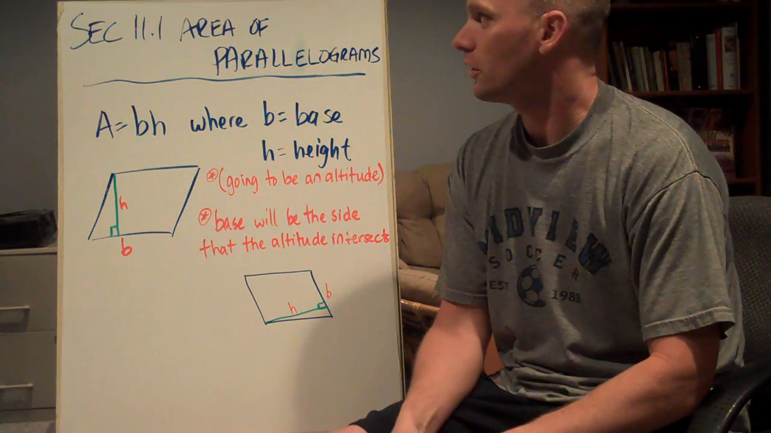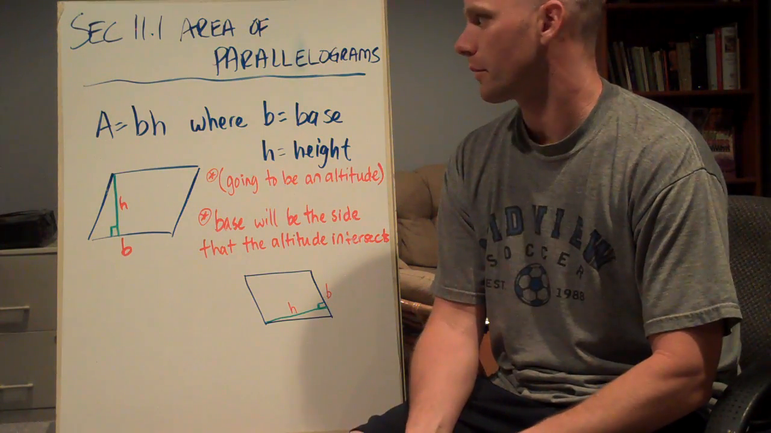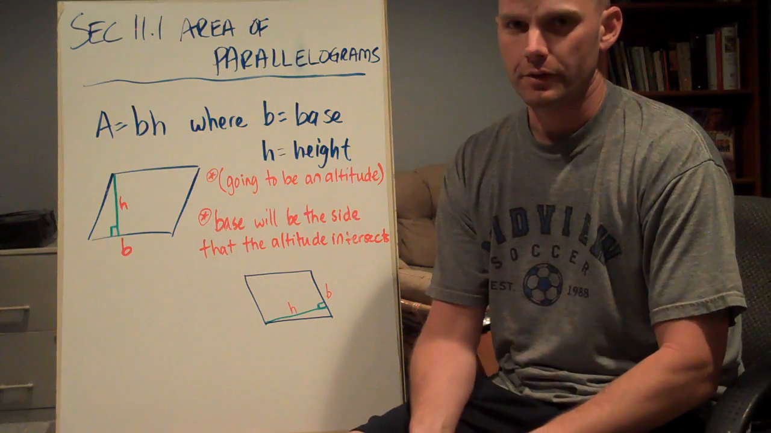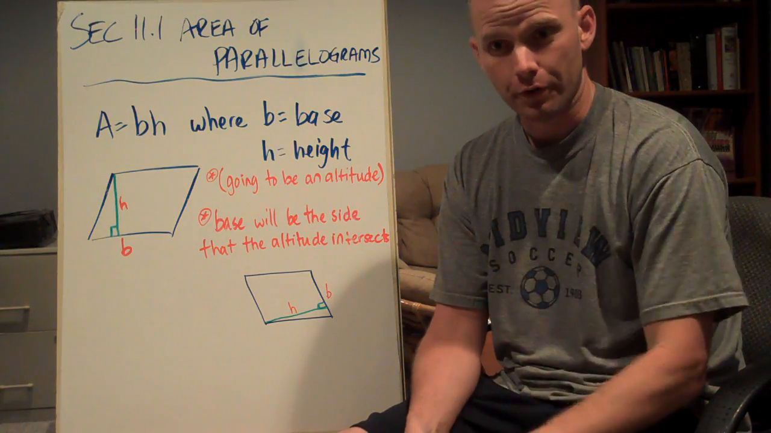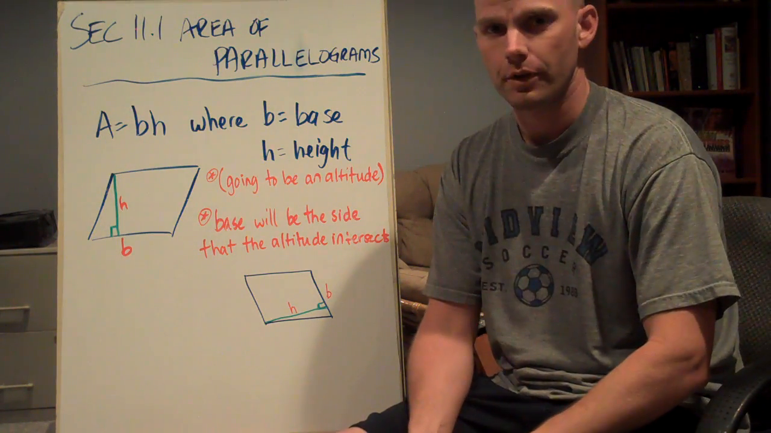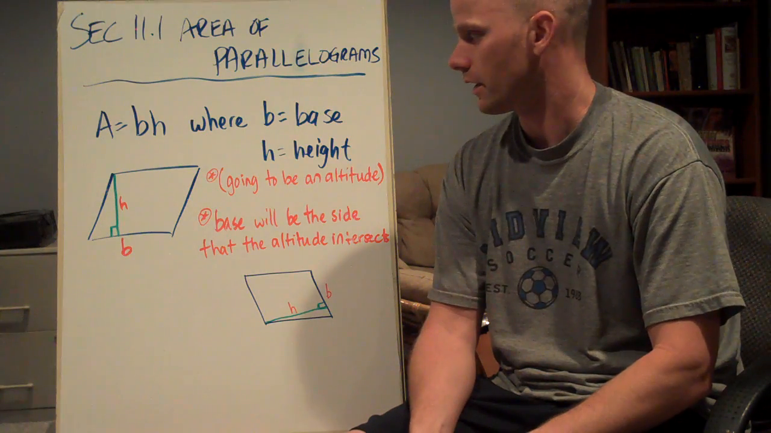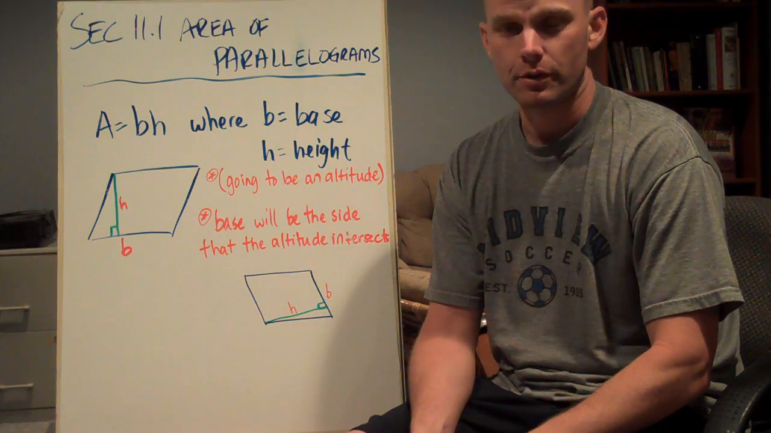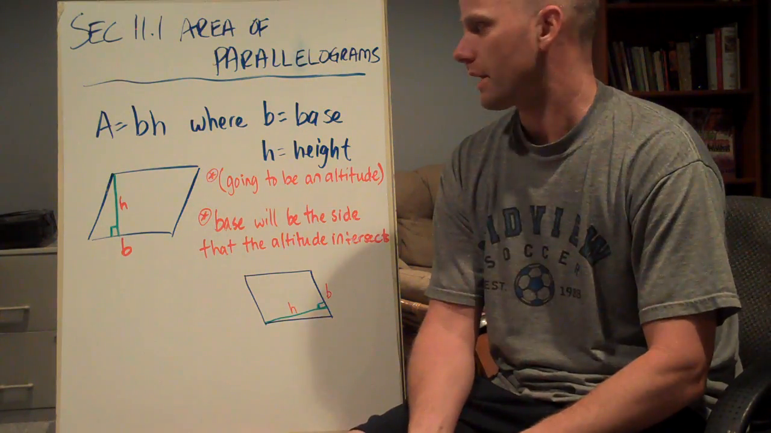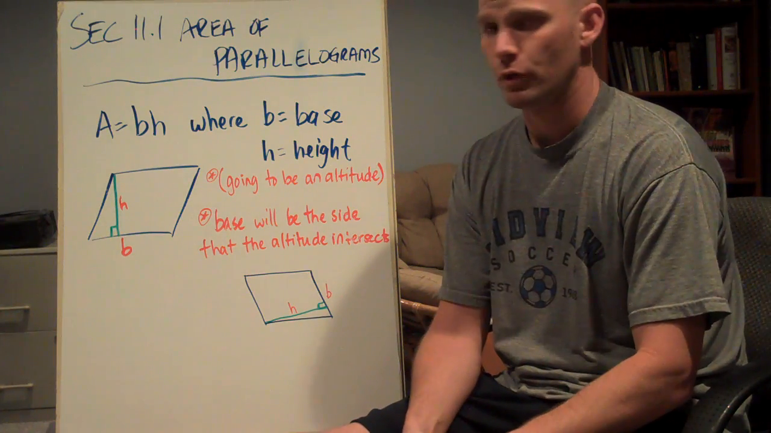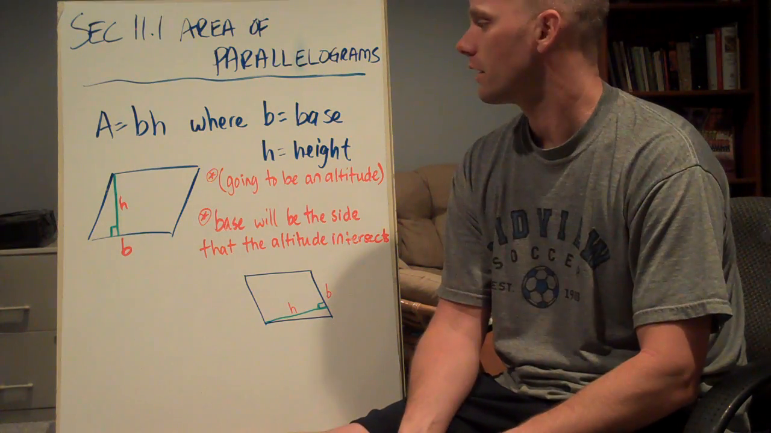Again, Section 11.1, area of parallelograms. This is part of your independent study packet that I passed out the other day. These lessons should be pretty quick and short, hopefully just keying in on some of the examples that will model the problems that you'll see in your packet. Pretty much all the formulas are in your packet with each and every worksheet.